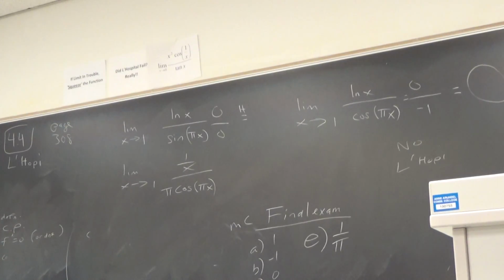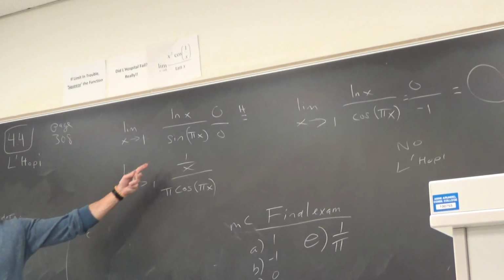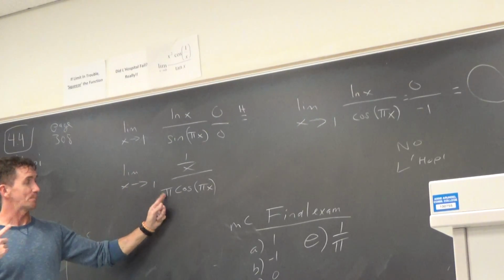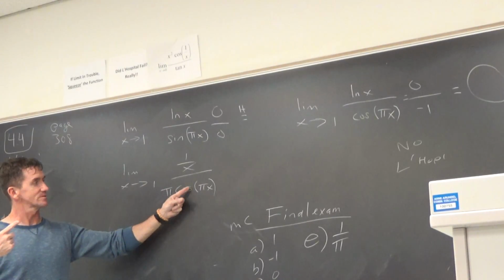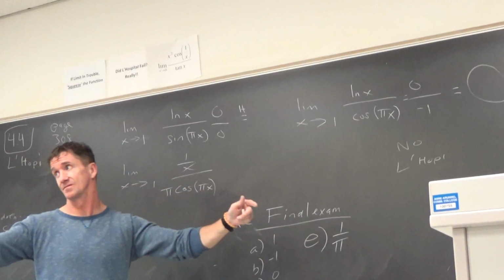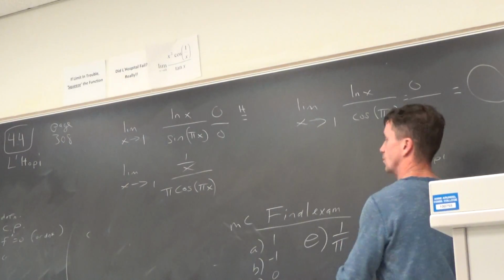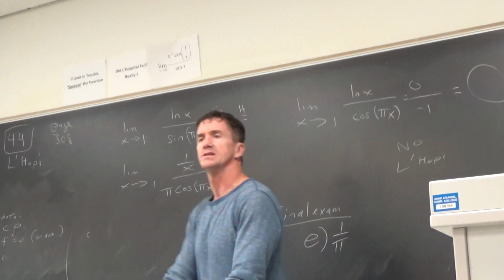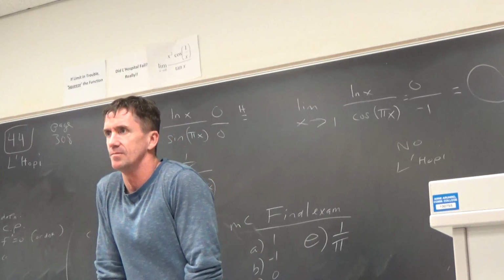What do you think? D? You plug in a 1 here, you get what? 1. That pi stays. Cosine of pi, you can check it on your calculator, you can be in radian mode, right? Do you notice these cosine of pi's and sine of pi's come up in like every problem?